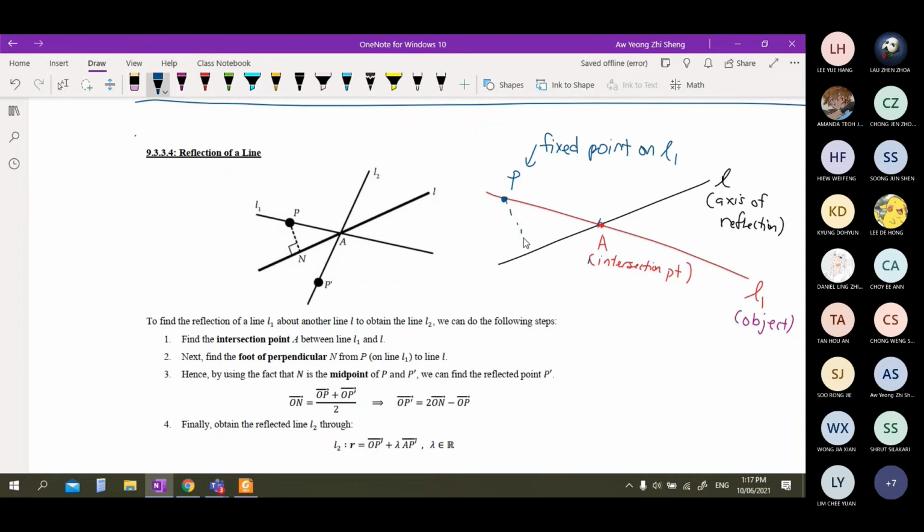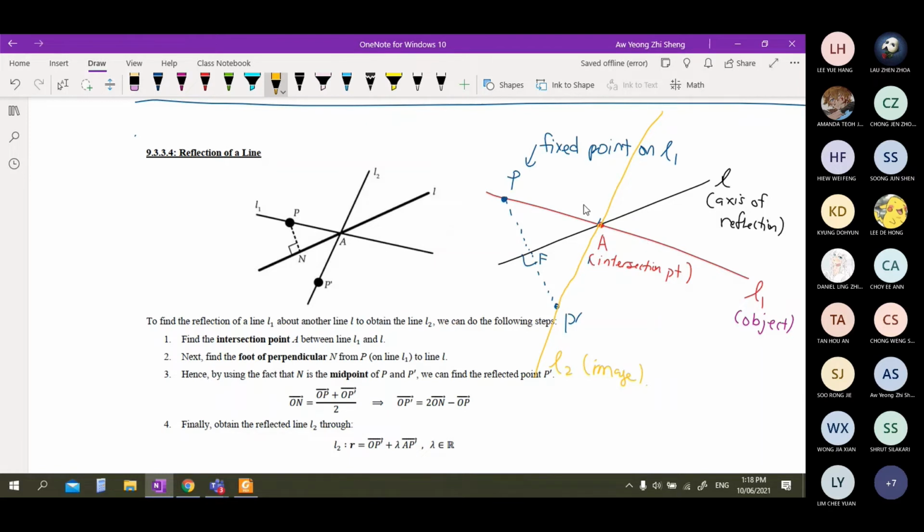Okay. Find the foot of perpendicular from P to L. Then extend this dotted line further to get the reflection of P, we call it P prime. So earlier we have learned the procedure of reflecting a point in a line. This is just applying the procedure that we have already learned before. You first find the foot, then making use of the fact that F is a midpoint of P and P prime, we can get the position vector of P prime. Then your reflected line that I'm drawing in orange now, this L2 is the reflected line or the image.